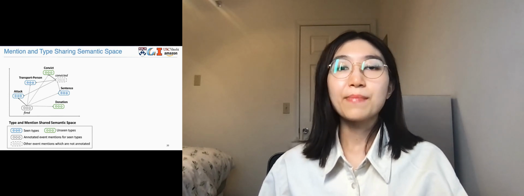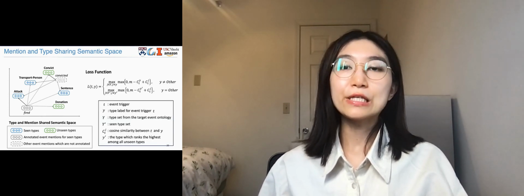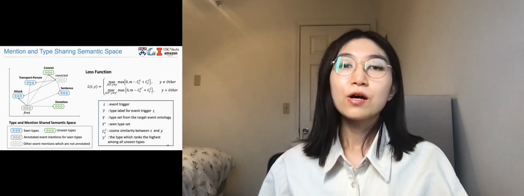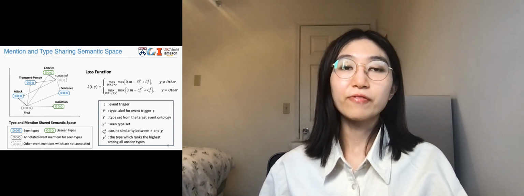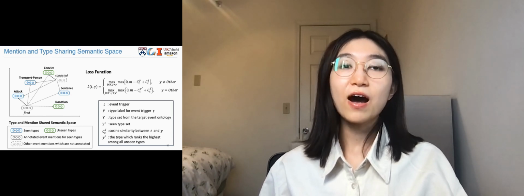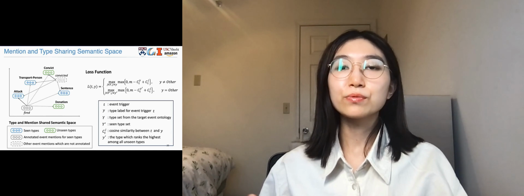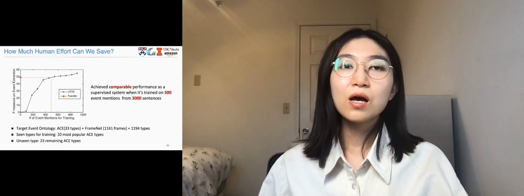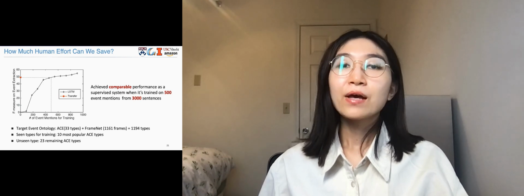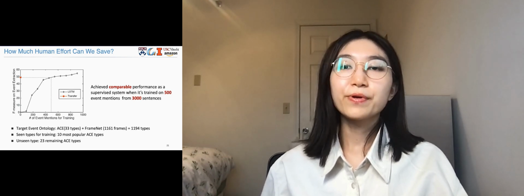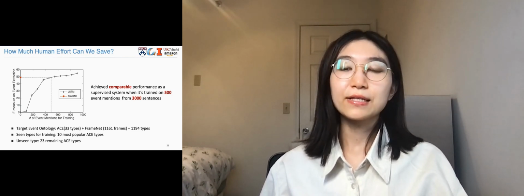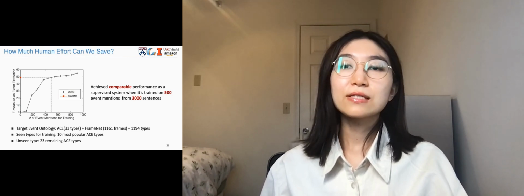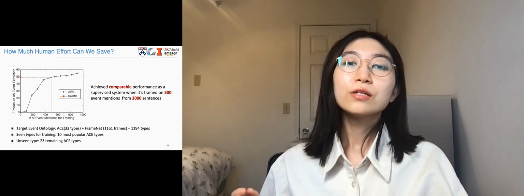To construct a common semantic space, we minimize the distance between each event mention and its corresponding type. For example, the representation of fire is optimized to be close to the representation of event type attack. This knowledge can be transferred from existing types to the extraction of unseen types by projecting the unseen types to the same shared common space. Without any annotated data, the transfer learning approach achieves performance comparable to an LSTM trained on 3,000 sentences with 500 annotated event mentions. It shows the success of this transfer learning framework for new event types.